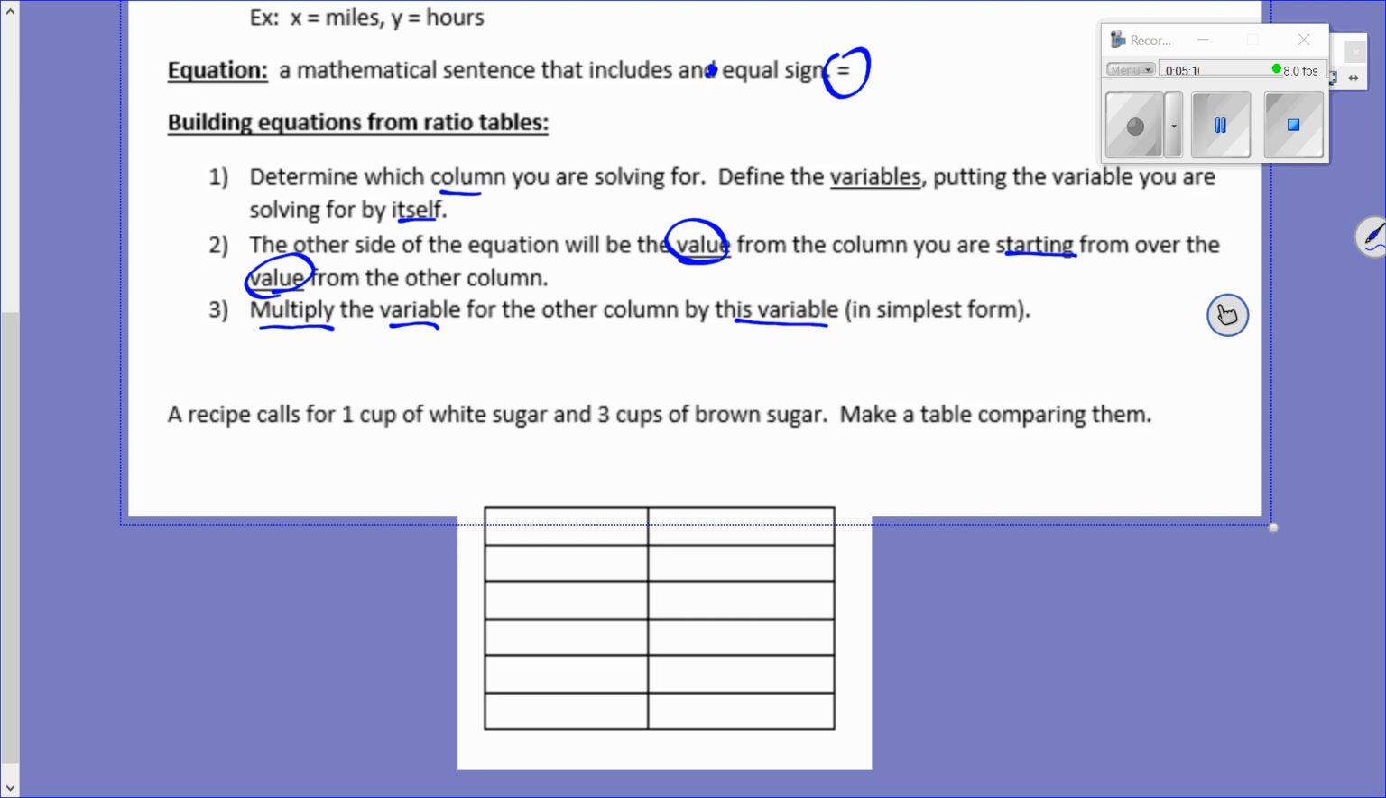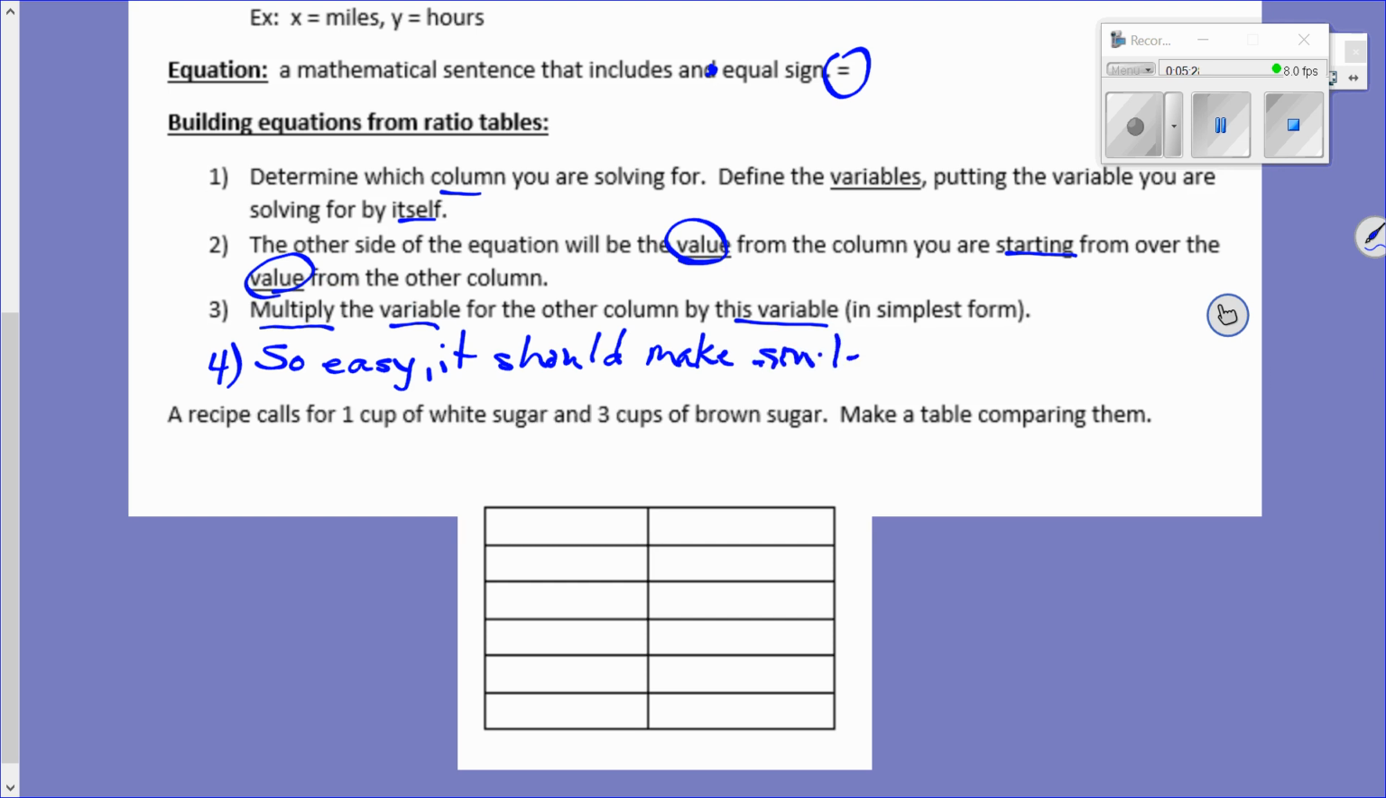And then number 4, and this is one I actually developed after developing these notes. This is going to be an easy thing to help remind you what to do. So easy, it should make you smile. You'll see in a minute. For now, just write it down. Okay, so it's so easy, it should make you smile. It is kind of cheesy, but wait till you see it. Then you're going to understand. Yes, Bubbles, it's just like you. Cheesy as can be.